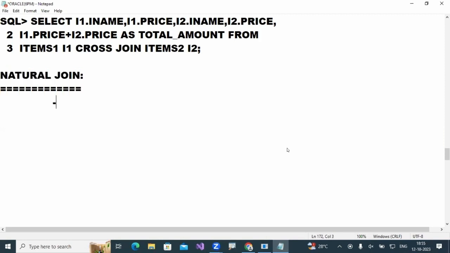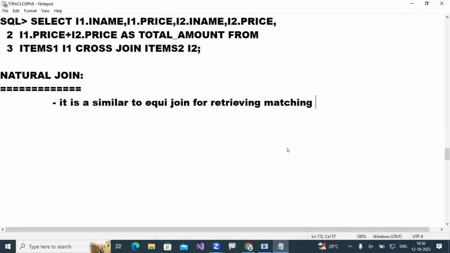I will show you. So natural join, what do you say? It is similar to equi-join for retrieving matching rows from multiple tables. Okay, now this point should be remembered.